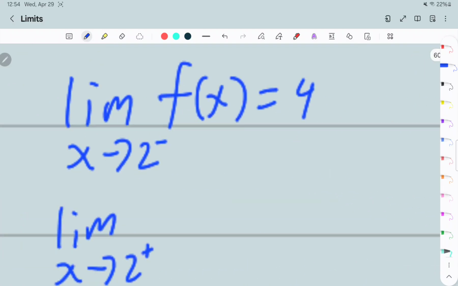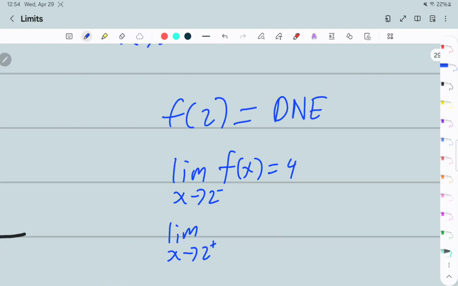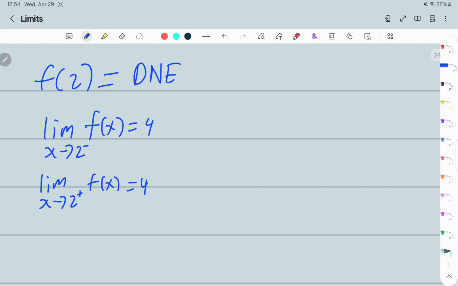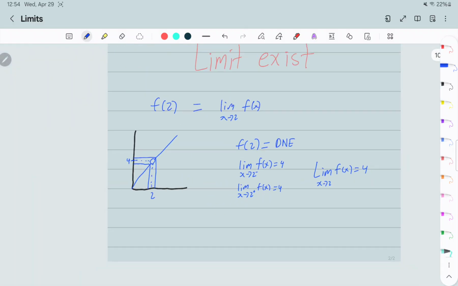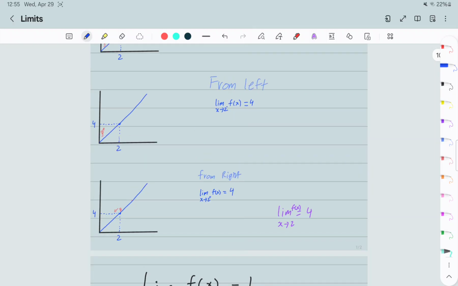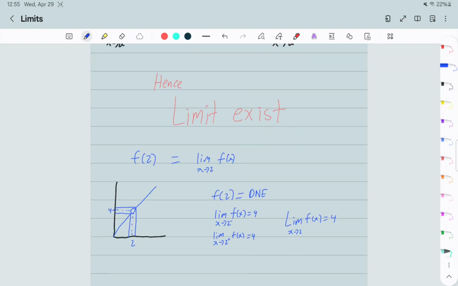So hence, we say that the limit exists, because since left and right are the same, we say that the limit as x approaches 2 exists. And trust me, these questions can be made as scary as they want, but if you know the basics, like these parts, then you would be pretty much good. You don't have to focus on a lot of ideas, because you never know what kind of questions come.